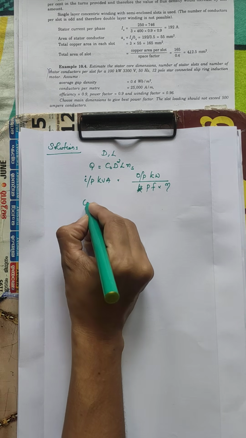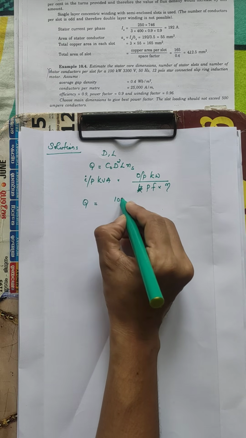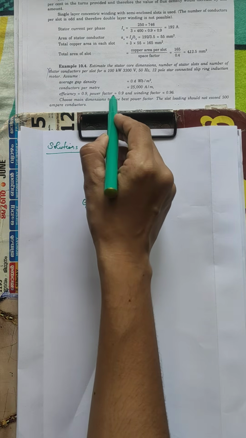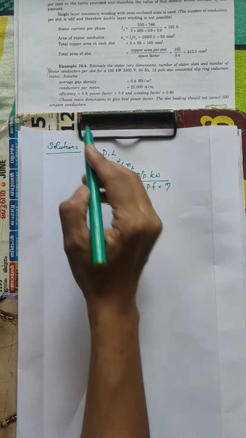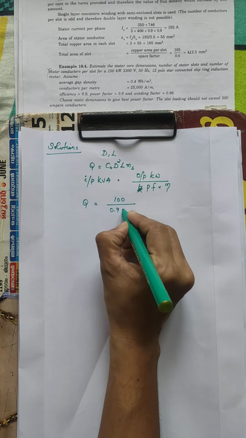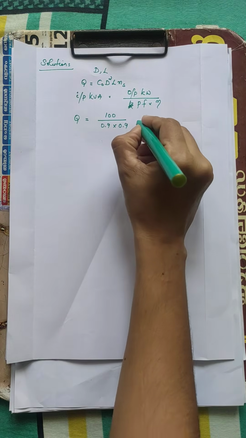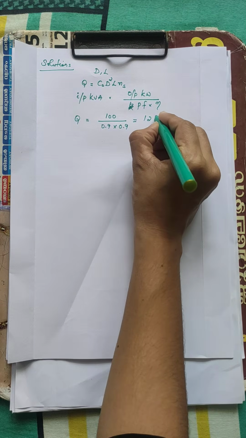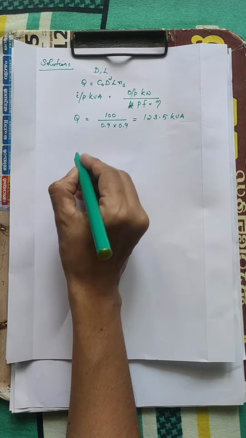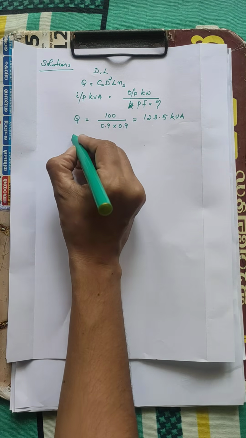So first of all, calculate the input kVA Q, which is output kilowatt rating, that is 100 kilowatt, divided by power factor, which is given as 0.9, and also the efficiency is 0.9. So 100 divided by 0.9 into 0.9. So the answer will be 123.5 kVA. Okay. Now substitute this value and all the given values in the output equation.